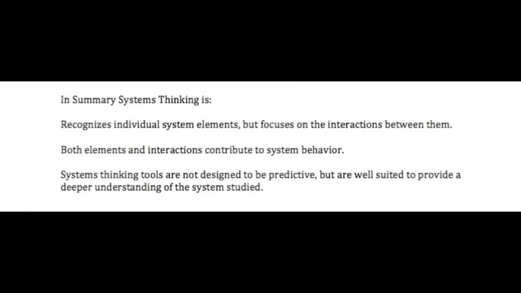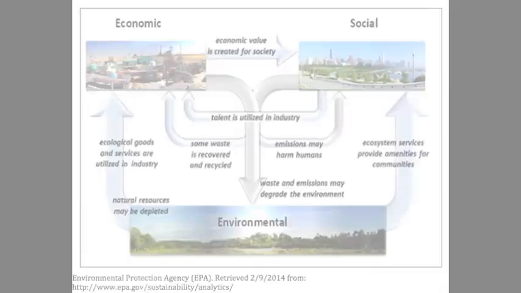In summary, systems thinking recognizes individual system elements and focuses on their interaction. And these two factors, the elements and interactions, contribute to system behavior. It's important to note that systems thinking tools are not designed to be predictive, but are well suited to provide a deeper understanding of the system under study.